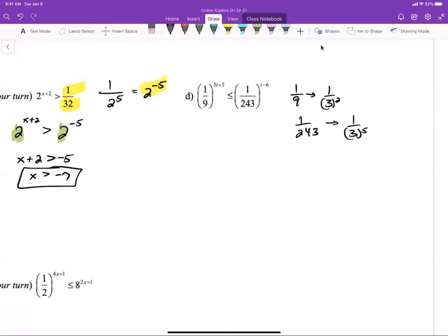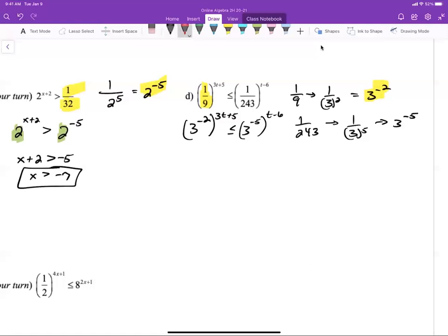So I have this 1 over 3 squared. That is also equal to 3 to the negative 2. So we are going to replace this 1/9 by 3 to the negative 2, and we will take that to the 3t plus 5. Okay, we will take this 1 over 243, and we will set that equal to 3 to the negative 5th. So we have less than or equal to 3 to the negative 5 to the power t minus 6. Now both my bases are greater than 1.